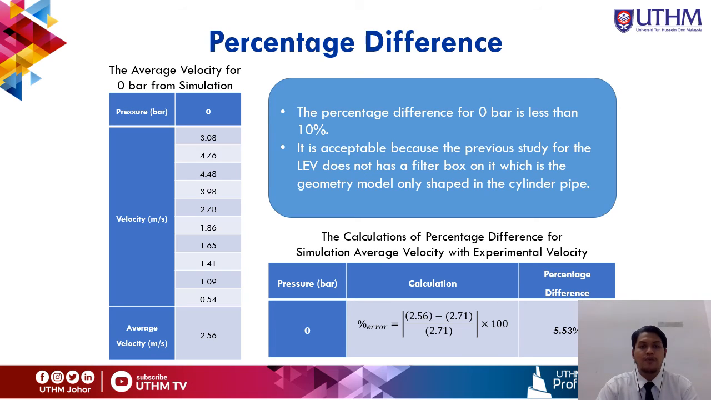The result comes up with the percentage difference for zero bar being less than 10%. It is acceptable because the previous study for the LEV does not have a filter box on it, which is the geometry model only shaped as a cylinder pipe.